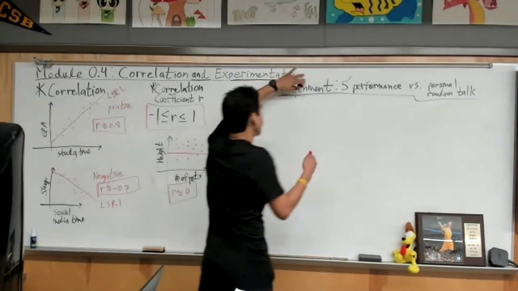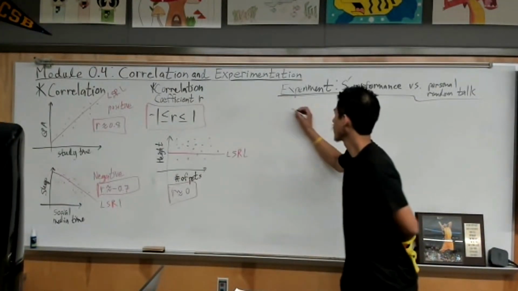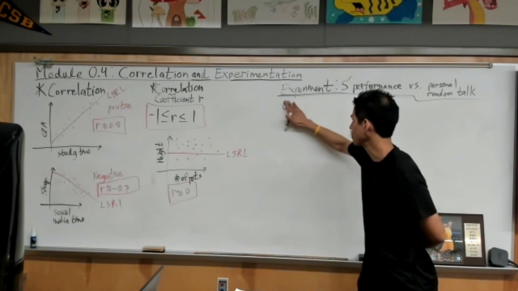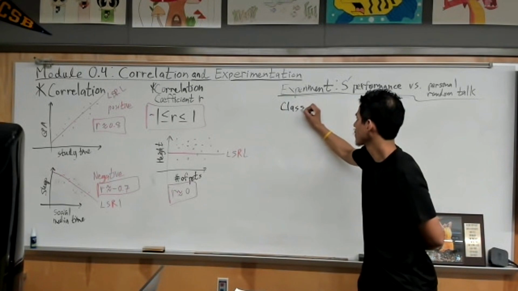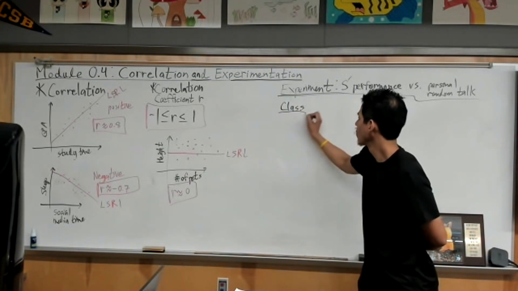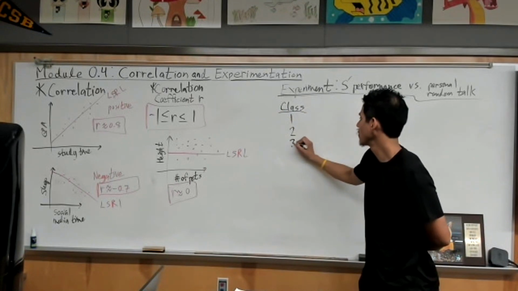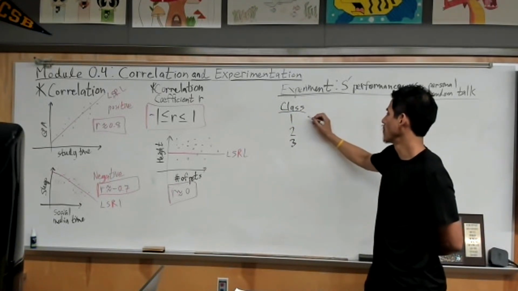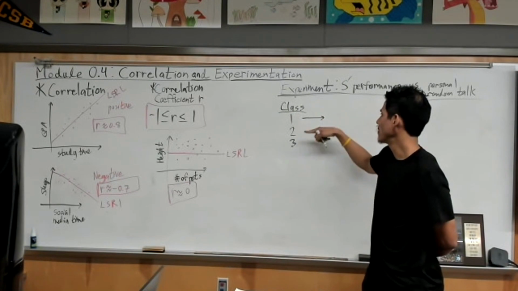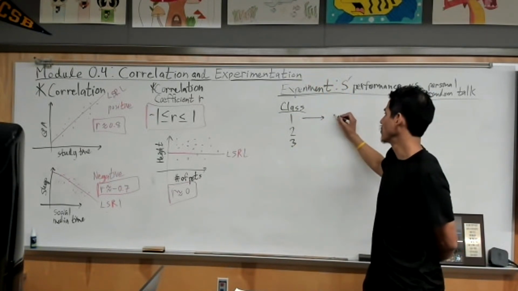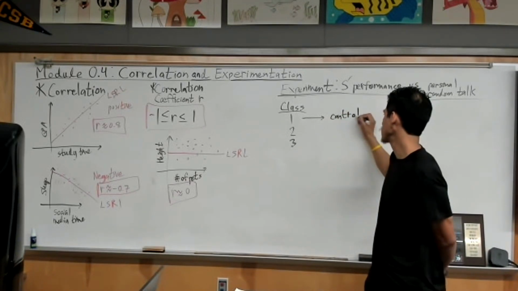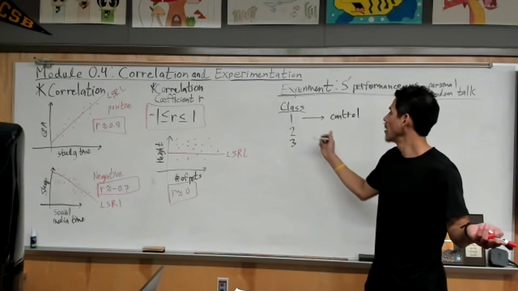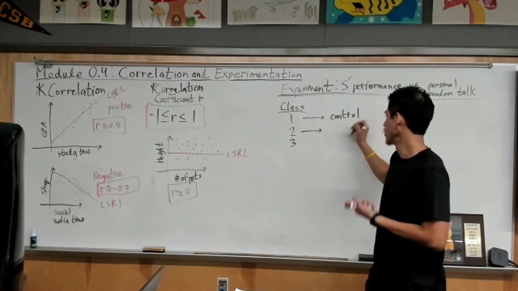So let's say I would have 3 classes, class 1, 2, 3, and for the first class I would just act normal, like how I normally do. I wouldn't make an effort to talk a lot or talk a little. I would just teach them normally. We call this a control group.